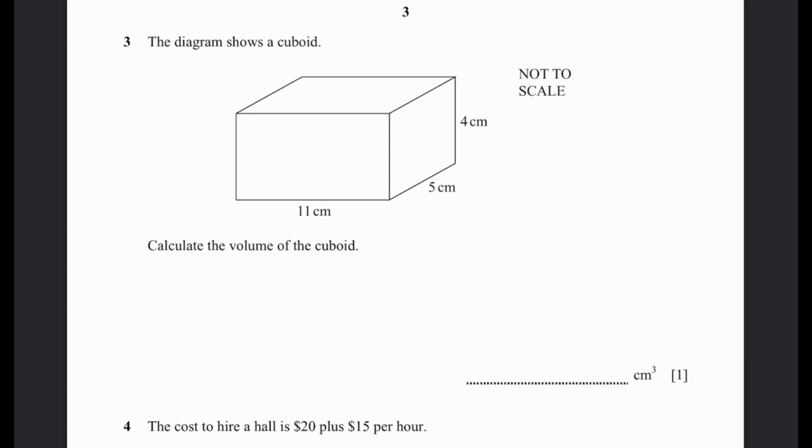Question 3. The diagram shows a cuboid. Calculate the volume of the cuboid. So the volume is going to be 11 into 5 into 4 because it's length into breadth into height. Multiply all of that. So that's the formula, which is equal to 220 centimeters cubed.